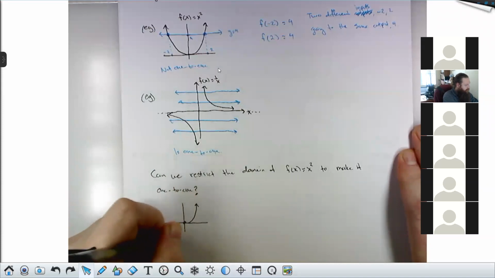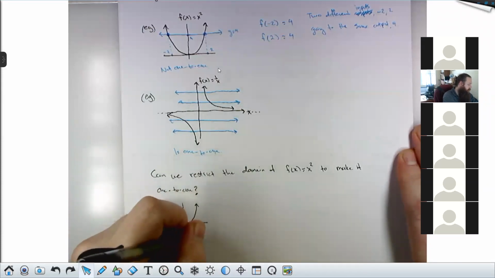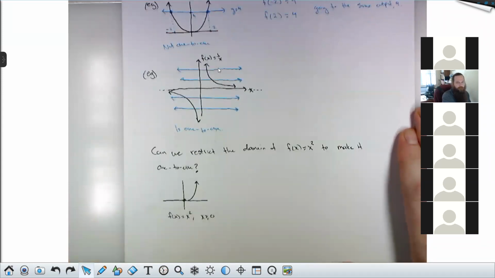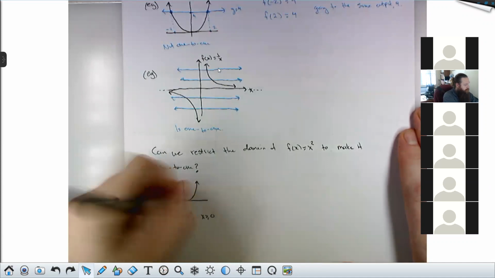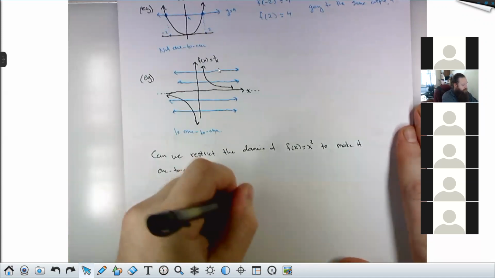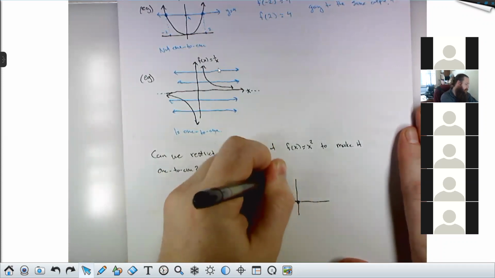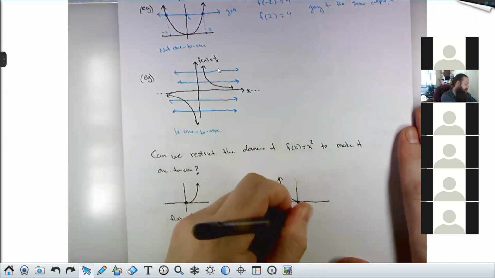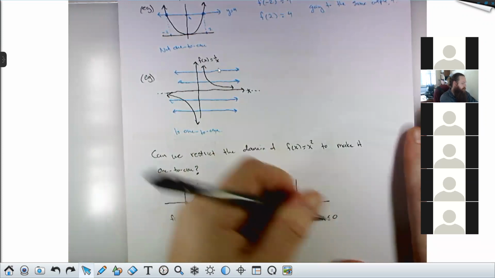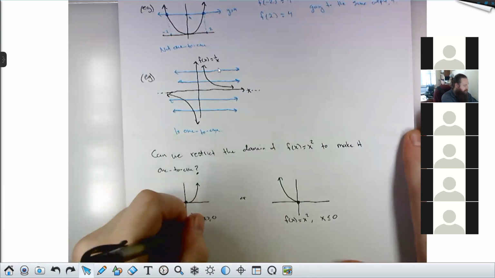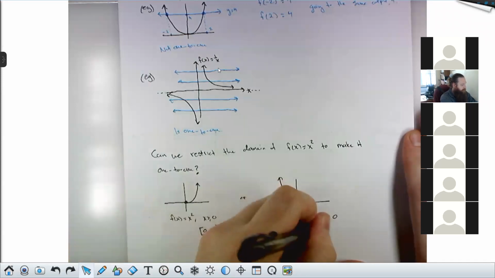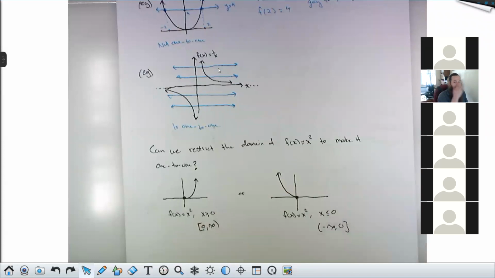Here's f of x equals x squared restricted to x being greater than or equal to 0. Or f of x equals x squared restricted to x less than or equal to 0. Here I'm restricting to 0 to infinity. Here I'm restricting to -infinity to 0. If I restrict the domain of a non-one-to-one function, maybe I can make it one-to-one by throwing away the piece that makes it non-one-to-one. And usually there's multiple choices.